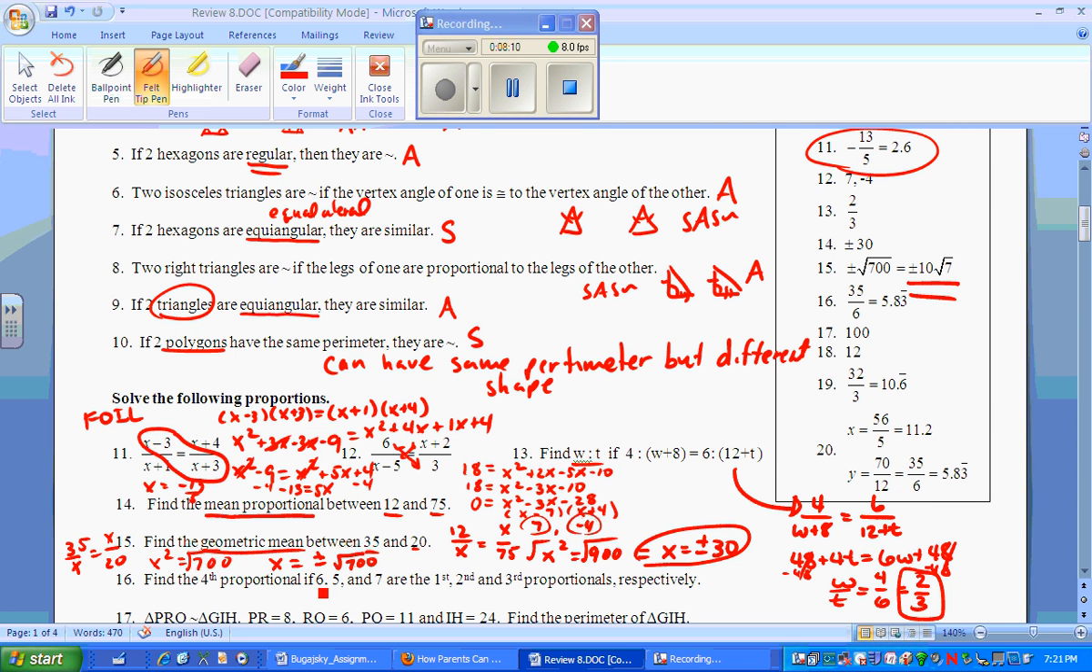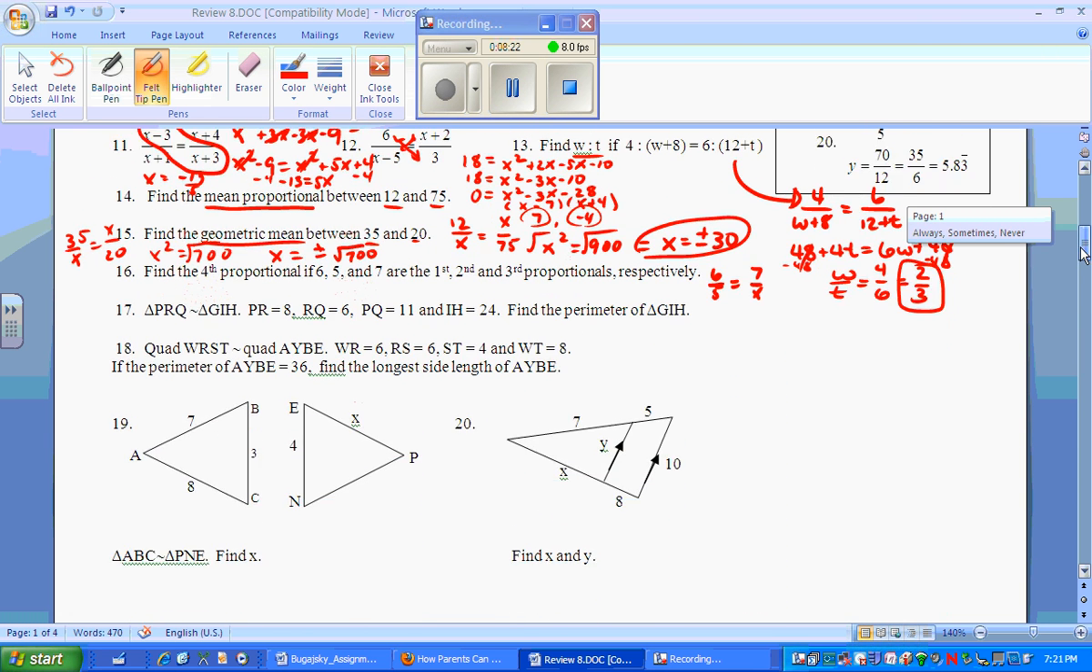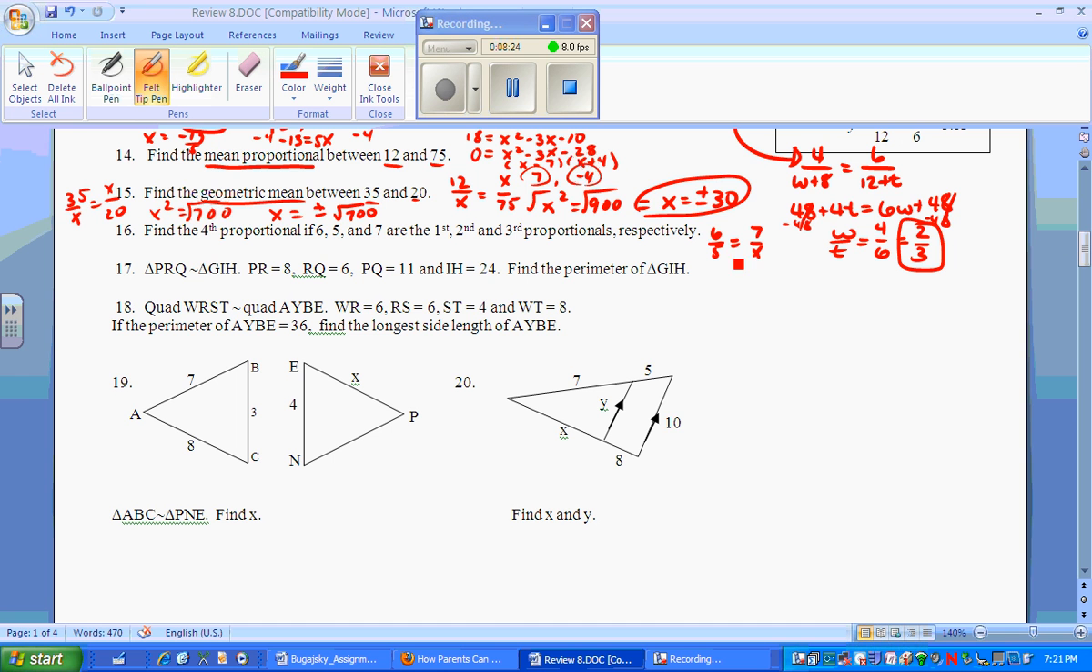Number 16, find the fourth proportion of 6, 5, 7. So you want the fourth proportion. So you go 6 in the first spot, 5 in the second spot, 7 in the third, x in the fourth. We cross multiply each other. When we cross multiply, you get 6x is equal to 35, divided by 6, and x equals 35 over 6, and we're done.